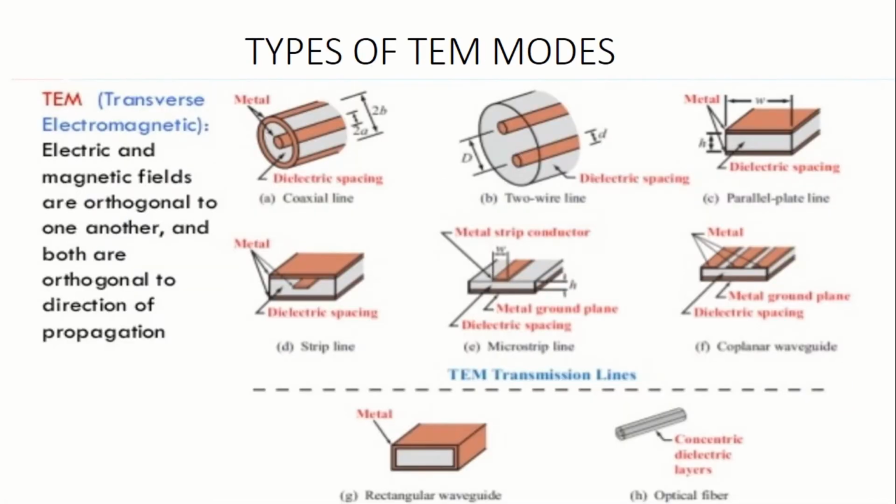Now we'll see what are the various types of TEM modes. As I told you, when the electric and the magnetic fields are perpendicular to each other and both are also orthogonal to the direction of propagation. So different TEMs, how the coaxial line TEM is passing through for a two-wire line, for a parallel plate line, coplanar waveguide, microstrip line. As I told you already, there are different types of transmission lines.